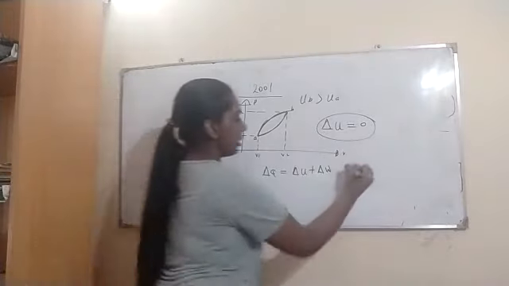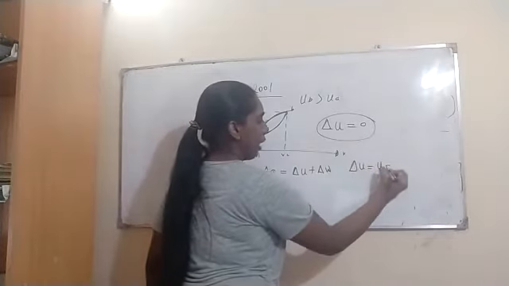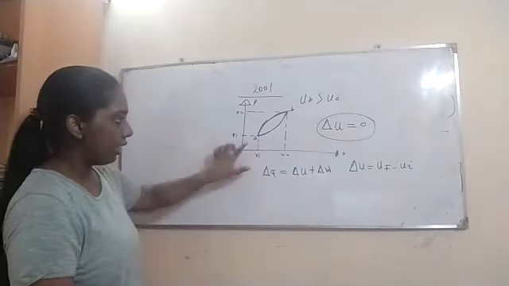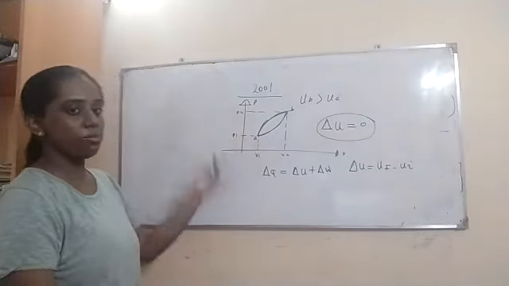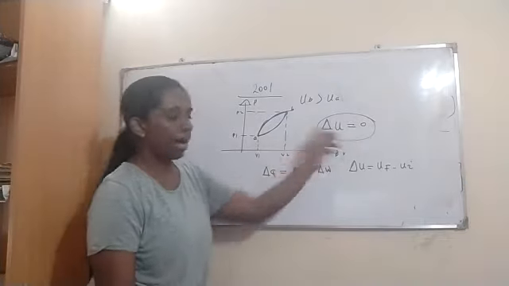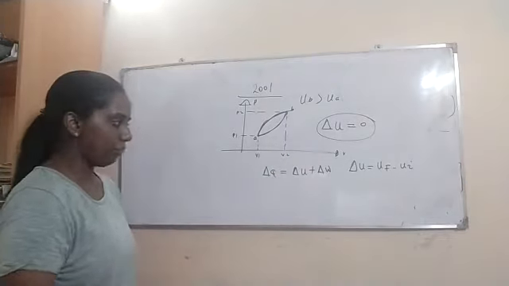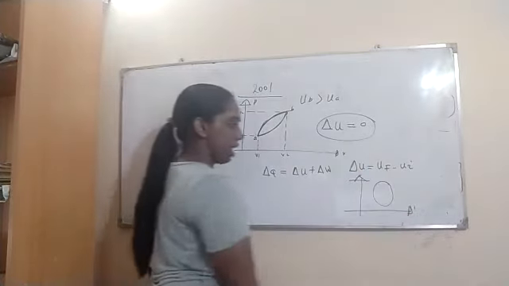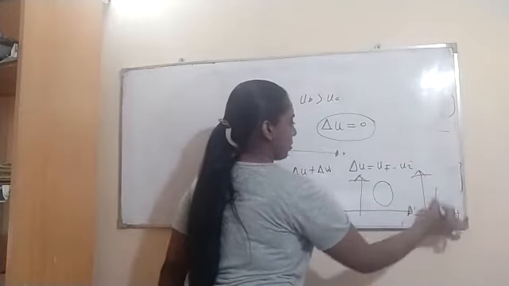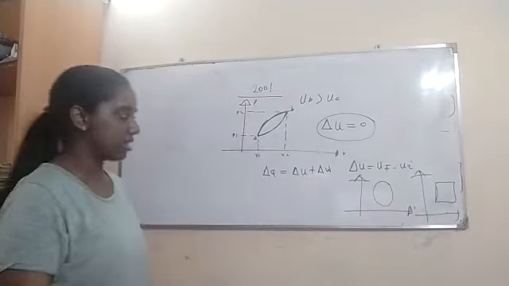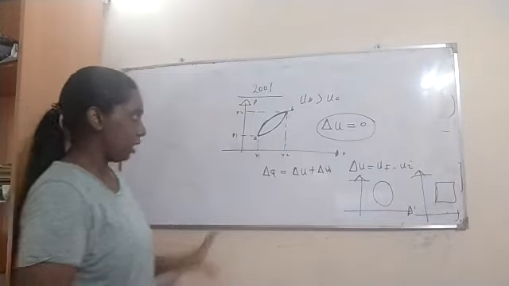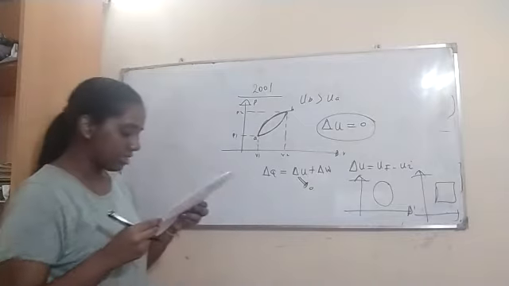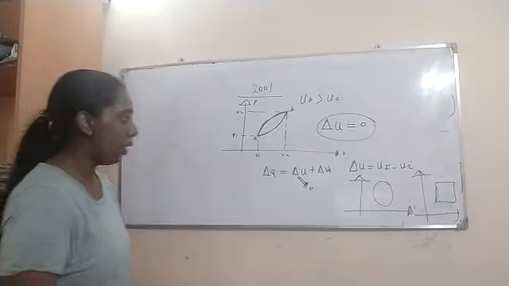Internal energy change means what? U final minus U initial, isn't it? That means P1 V1 minus P1 V1. Then delta U is 0. So from today you must remember, for any cyclic process, delta U is equivalent to 0 for the whole process. So this is equivalent to 0. So what they are telling is net work done by the gas is positive for the whole process.